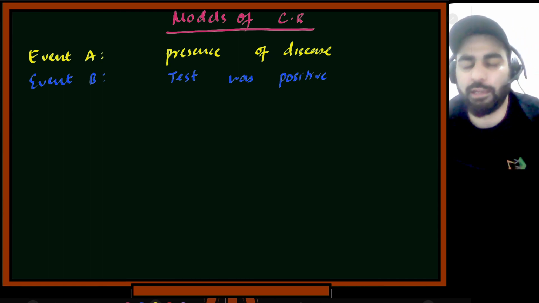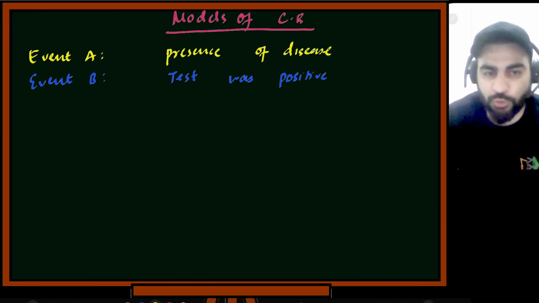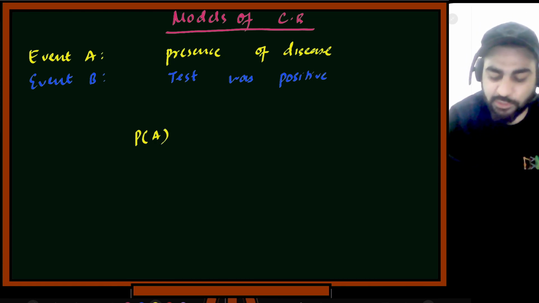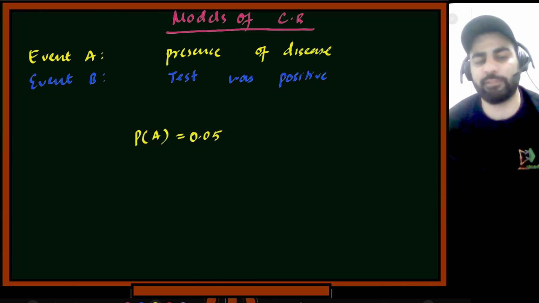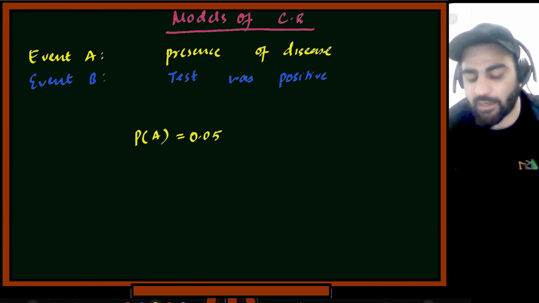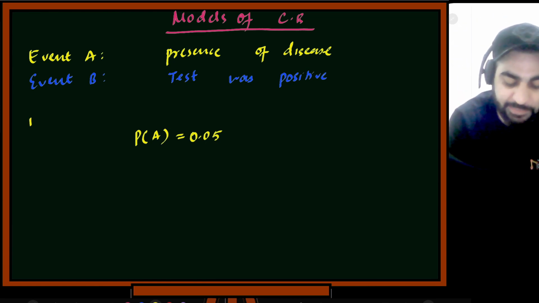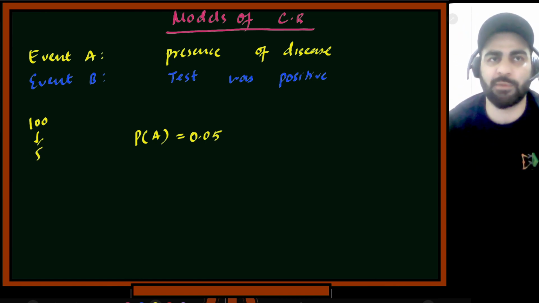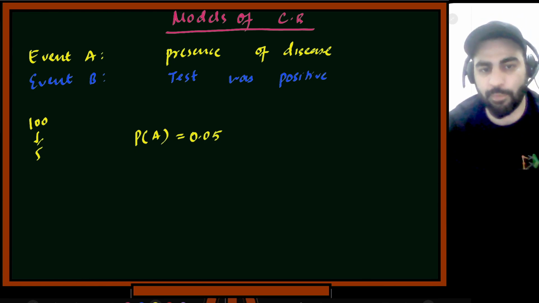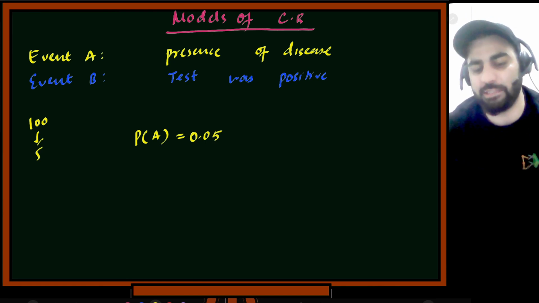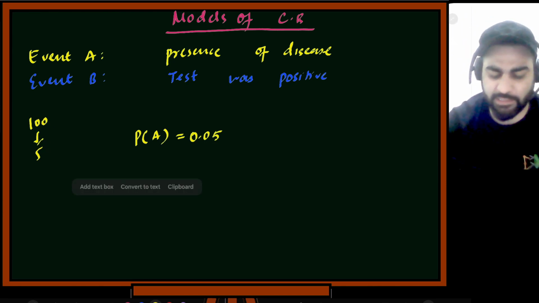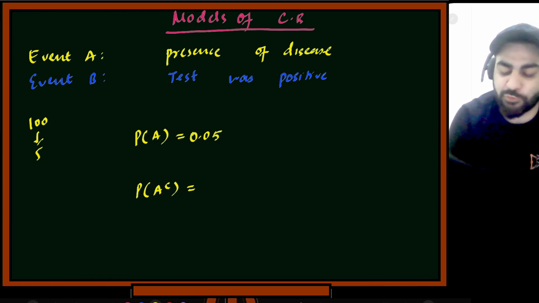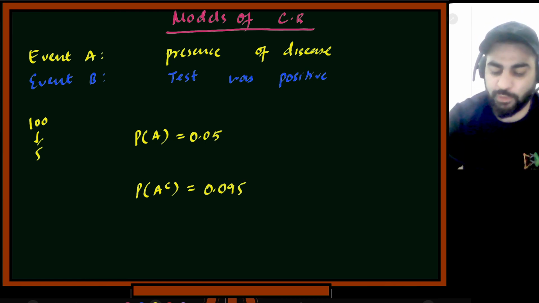Now I'll construct a tree because we have seen the sequential things. Let's say the probability of A, meaning a person is diseased, is 0.05. Let's use these numbers: in an overall population of 100 people, 5 people have the disease. That is our prior belief. So out of 100, 5 will be diseased. The probability of A complement will be 1 minus the probability of A, that is, the probability that the person is normal.